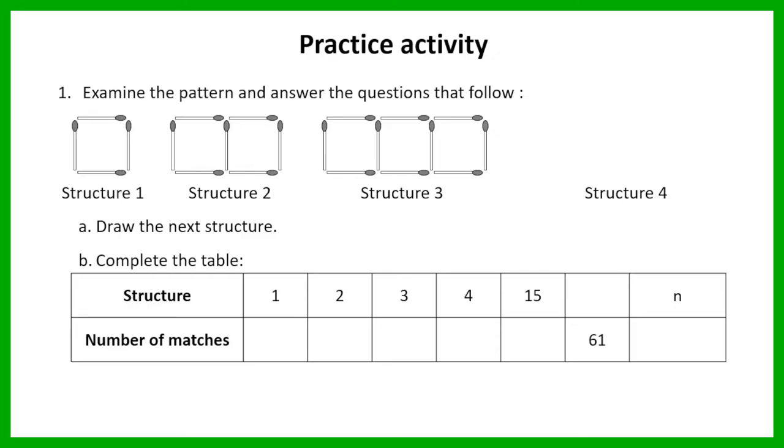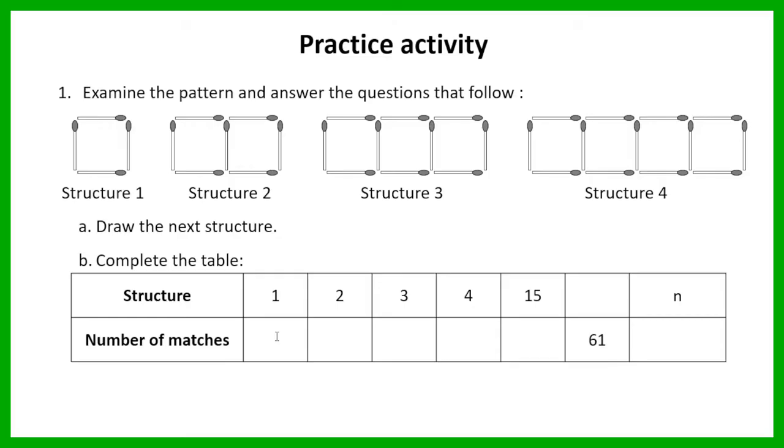Okay, so let's go through that example. The first thing you had to do was to draw the fourth structure. So let's see what that fourth structure should have looked like. This is what you should have got for your fourth structure over here. Four squares, with each pair of squares sharing a match in between.